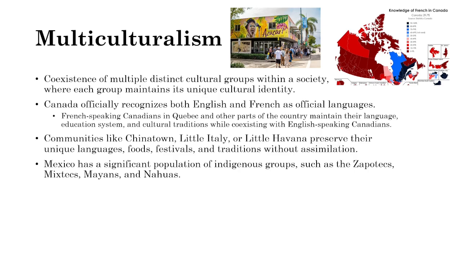Mexico has a significant population of indigenous groups like the Zapotecs, the Mixtecs, the Mayans, and the Nahua. We have different groups living in this country, and they have their own unique cultures and practices and differences. They probably make food differently, which is pretty cool. I love good food. And then we can see this in another country, like the United Kingdom.